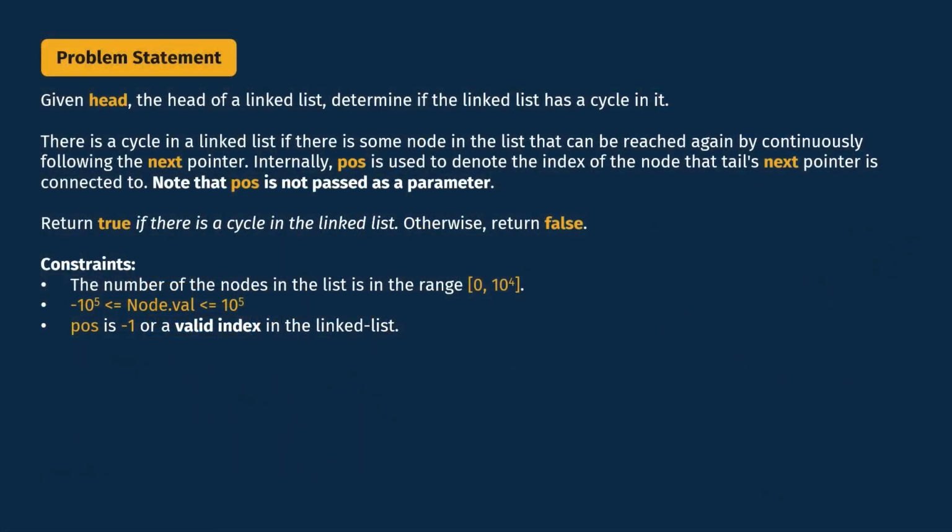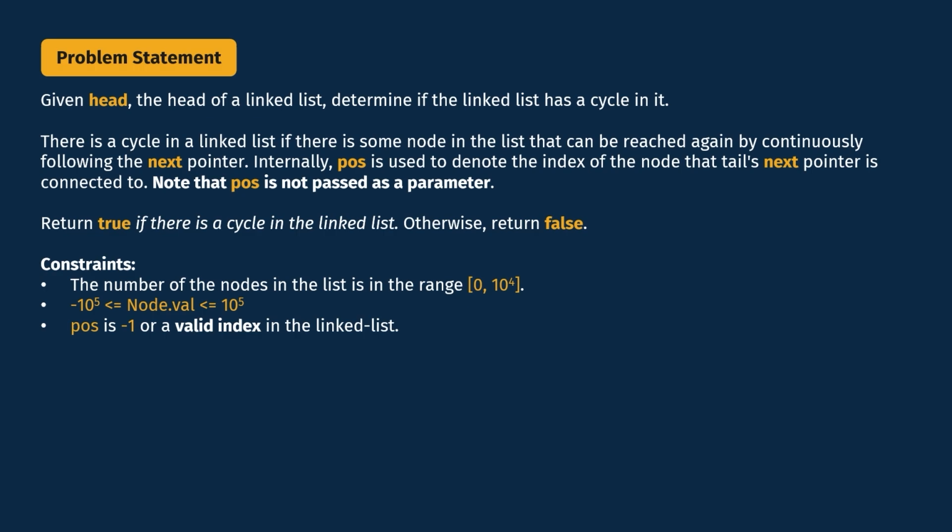Let's start by understanding the problem statement. We are given the head of a linked list, and we need to determine whether the linked list contains a cycle. Now, what exactly is a cycle? A linked list is considered to have a cycle if there is a node in the list that can be reached again by continuously following the next pointer. Think of it like a circular track. If you keep walking forward, you will eventually return to where you started, right?